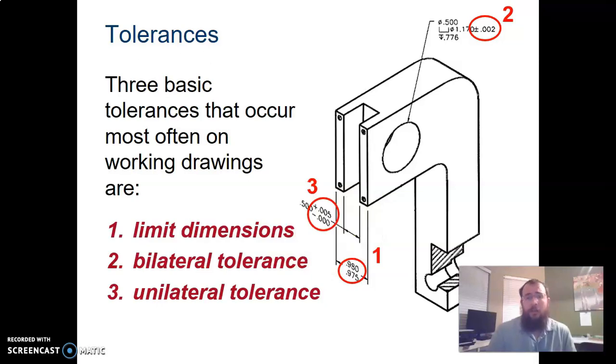Unilateral tolerance. If you notice in this one, it's different than all of them. Uni means one, so unilateral means it only goes in one direction. In that example, we see it's a 1/2 inch plus 0.005, which would be about 2.5 hairs, but minus nothing. It can be 1/2 inch and a little bit more. Why couldn't it be less? Well, whatever fits in this slot, if it's less, it won't fit in there correctly.